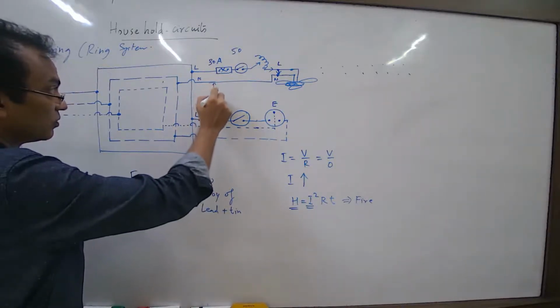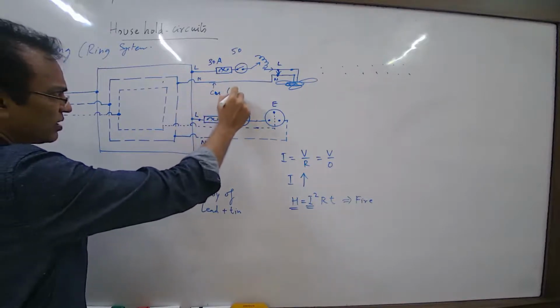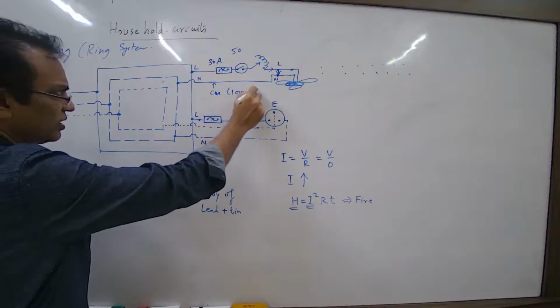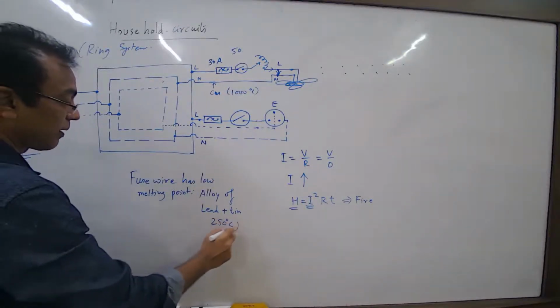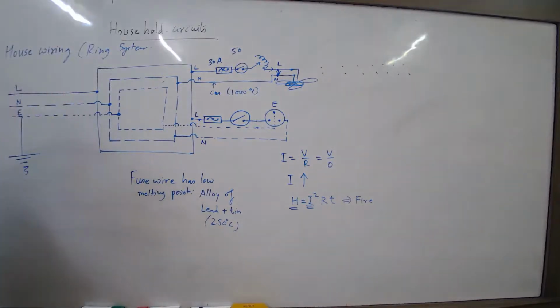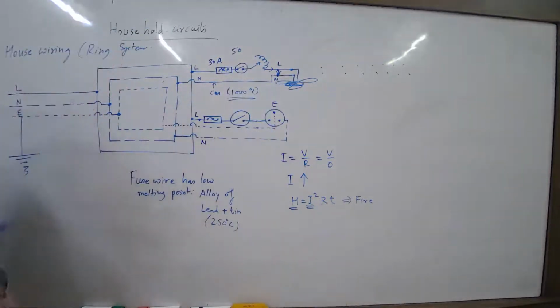Copper. It has a high melting point. Its melting point is upwards of 1000 degrees Celsius. The fuse wire's melting point is 250 degrees Celsius. So if you wait till 1000 degrees Celsius, the whole house will be on fire.